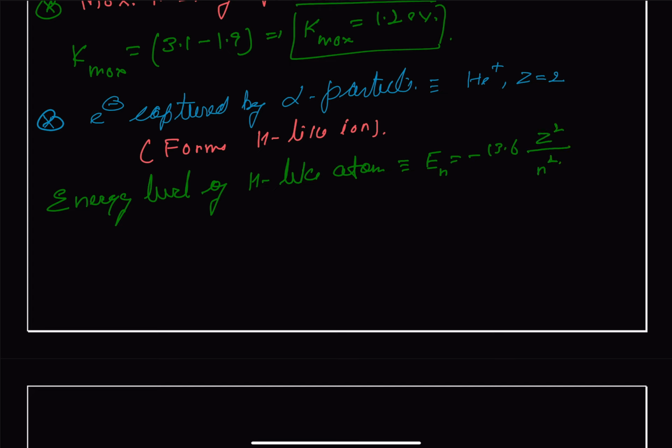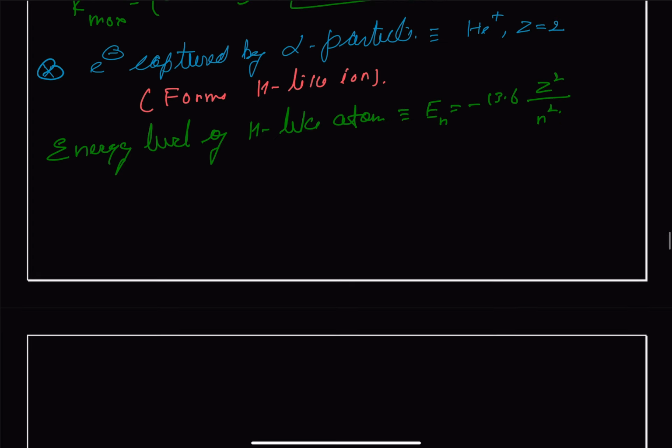Value of Z is 2, so we get our E of n will be equal to minus 13.6 multiplied by 4, and we have our n square, giving us that for the nth orbit, nth state, it will be equal to minus 54.4 divided by n square, and this is in electron volt.